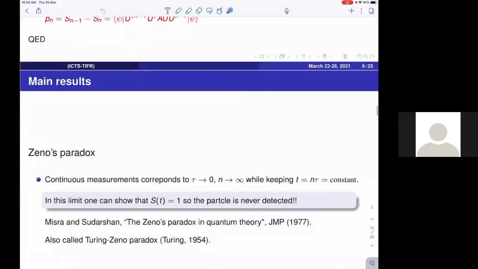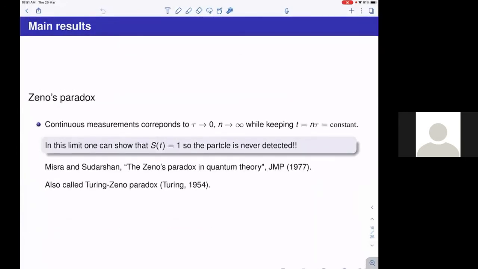Yeah. Okay, so now I just want to mention one thing: we are making these measurements at regular intervals of time tau. Ideally we want to look at continuous measurements, so you want to take the limit tau going to 0, but you want to keep n times tau finite, right? This is the total time evolved. Now if you work in this limit, what you find is that the survival probability is 1 for all times, and the particle is never detected.